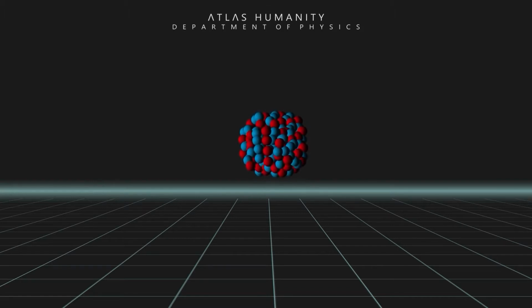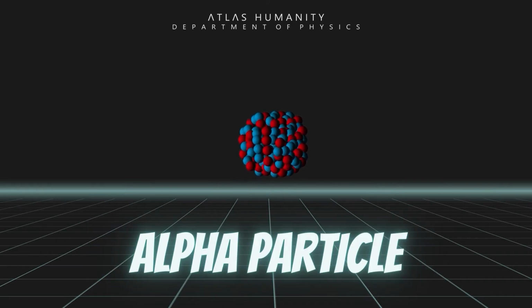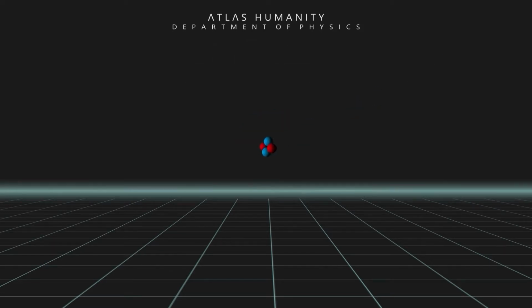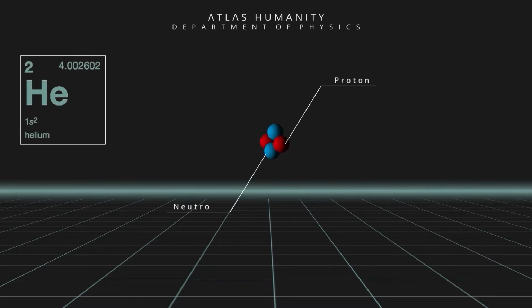Alpha particle is a corpuscular emission, so a corpuscular radiation that comes from alpha decay processes. Alpha decay processes happen in a heavy, unstable nucleus, for example, uranium. Here, the nucleus spontaneously releases 2 protons and 2 neutrons bound together in order to get lighter and more stable. This is nothing but a nucleus of helium, which represents the alpha particle.